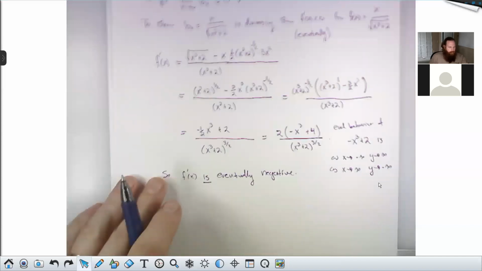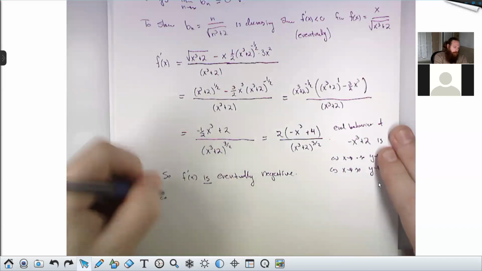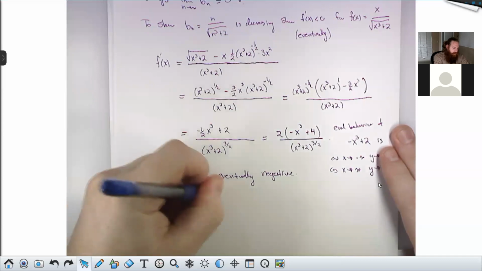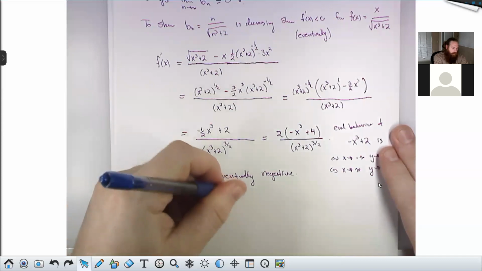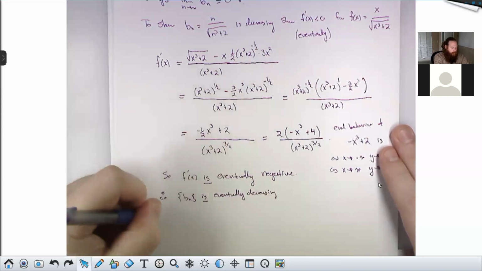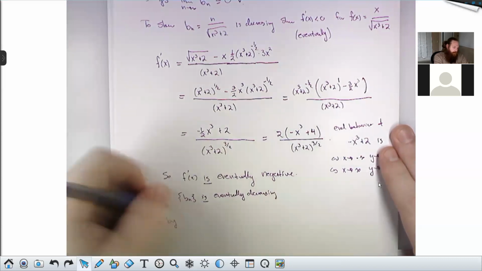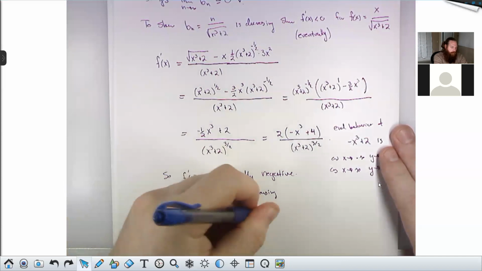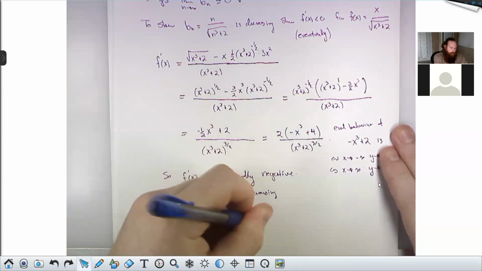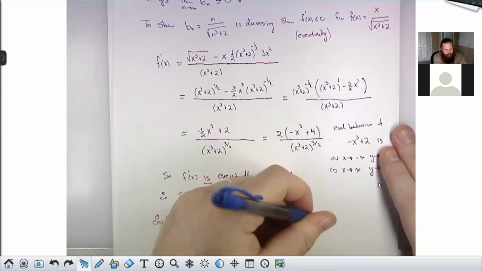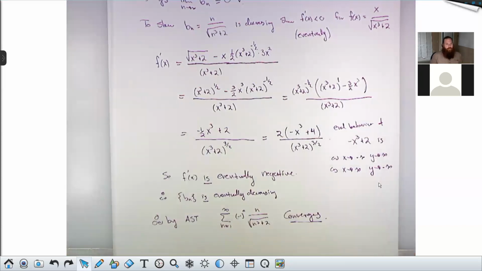Anyway, f prime is eventually negative. Therefore, the sequence Bn is eventually decreasing. Therefore, by AST, the series sigma n from 1 to infinity of negative 1 to the n over the square root of n cubed plus 2 converges. But it did not converge absolutely.